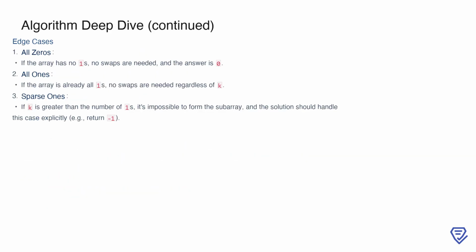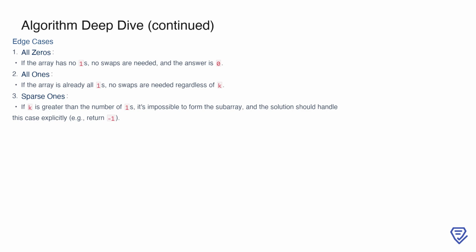When solving this problem, it's important to handle a few edge cases. First, if the array contains only zeros, there are no 1s to move, so the answer is simply 0 swaps. Second, if the array consists entirely of 1s, no swaps are needed regardless of the value of k, since all the 1s are already together.